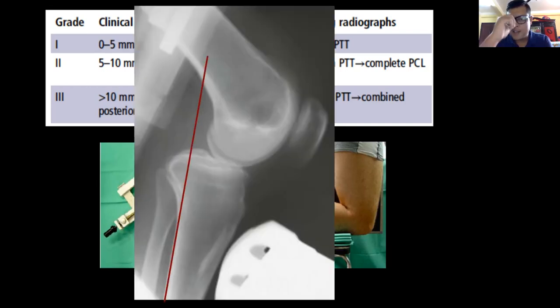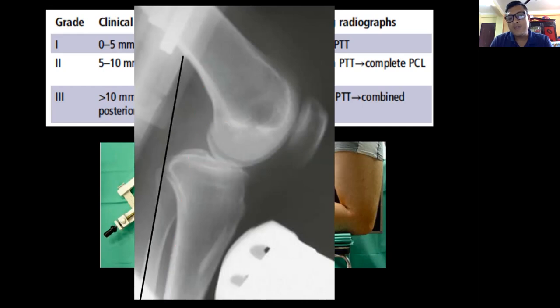How we measure in stress X-rays, there are two techniques. One is the LaPrade technique. We draw a line from the posterior margin of the tibial cortex, and we take a point over the posteriormost point of the Blumensaat line, and we drop a perpendicular. The measurement is the posterior sag. Another technique is we draw a tangent from the posterior margin of the tibial plateau, and draw a line from the posterior margin of the femoral condyle, and the distance between these is the posterior sag. Usually this lies anterior, this is positive, and in posterior sag this goes posteriorly.